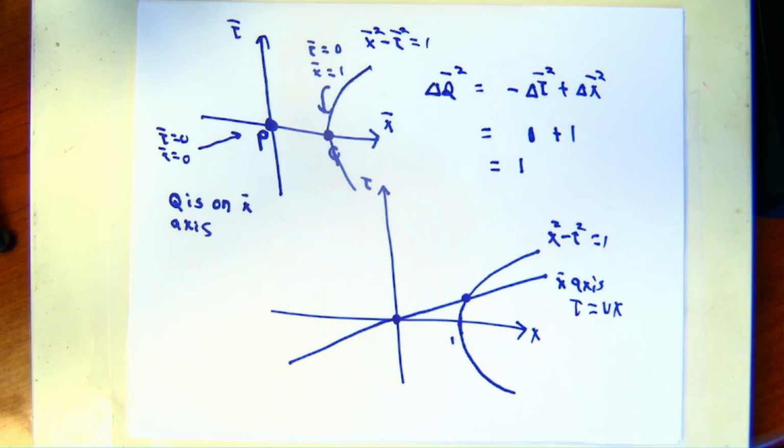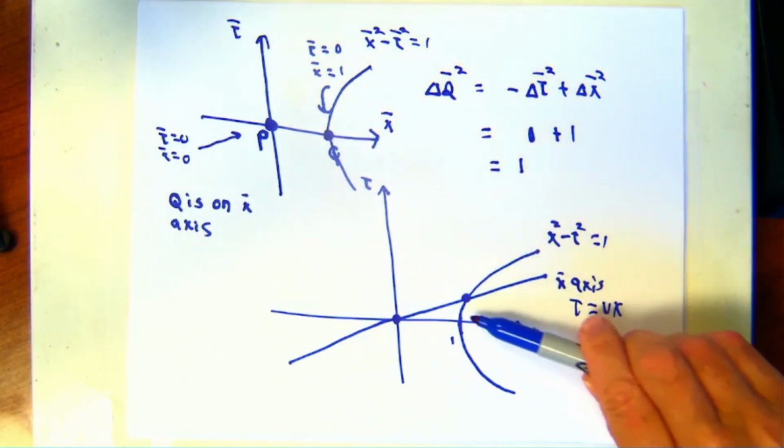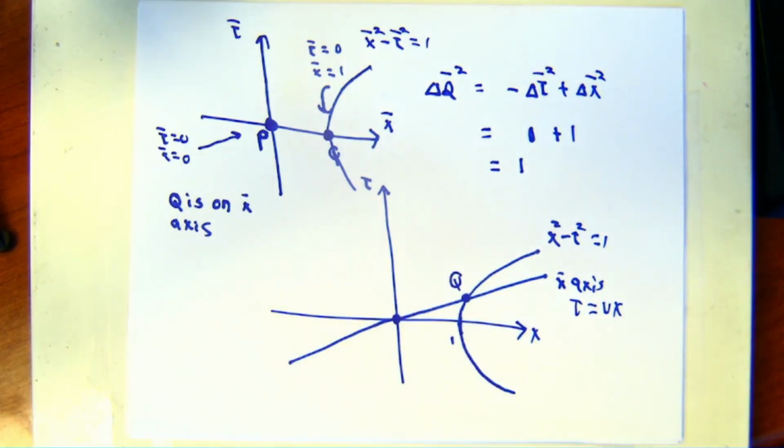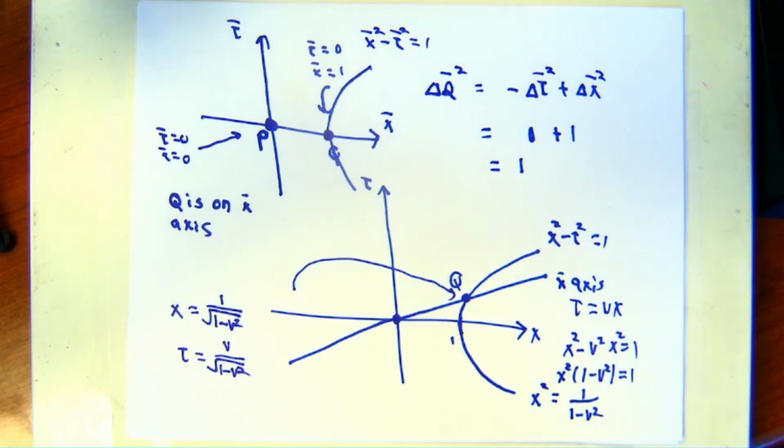In any case, I know that t equals vx, and I know that x squared minus t squared equals 1. We should be able to figure out the coordinates of point Q in terms of unbarred values. According to the unbarred coordinates, point Q has x coordinate equal to 1 over radical 1 minus v squared, and t coordinate v over radical 1 minus v squared.